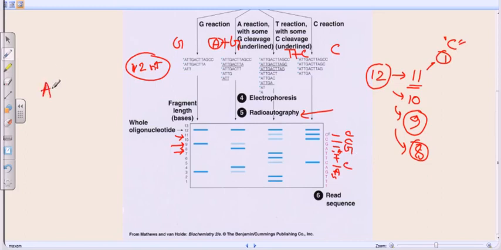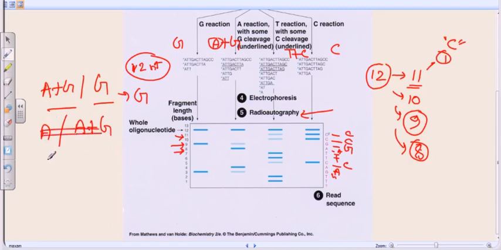So compare A plus G with G. If we get a band in both, the sequence definitely is the common one, which is G. If we find it for A plus G but not for G, in that case the sequence will be A. So this is the actual funda. If the band is present in both, the common one is the sequence. If the band is present only in the double one but not in the single one, the uncommon one is the sequence. Okay, so that's the Maxam-Gilbert process.